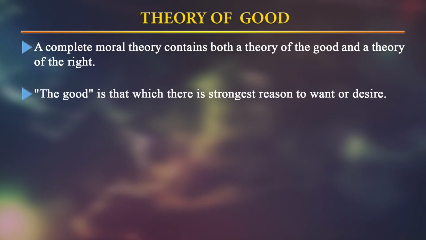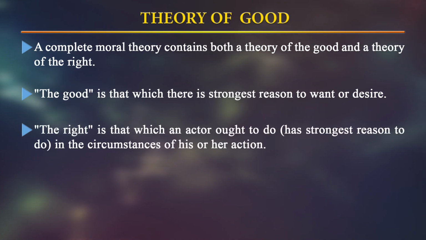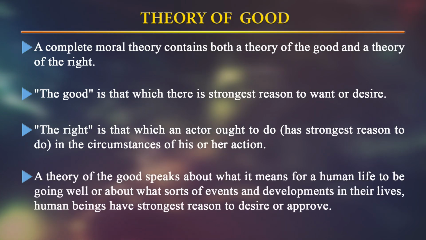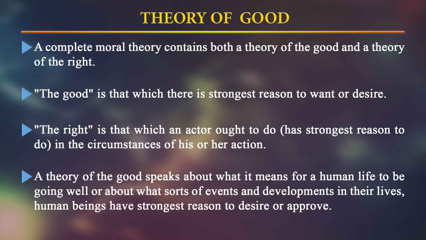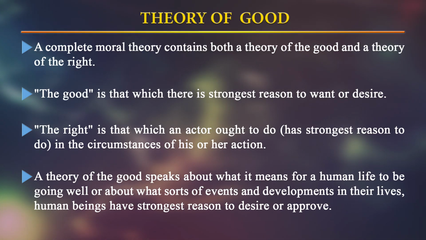The good is that which there is strongest reason to want or desire, whereas the right is that which an actor ought to do or which the actor has the strongest reason to do in the circumstances of his or her action. A theory of good speaks about what it means for a human life to be going well, or about what sorts of events and developments in their lives human beings have strongest reasons to desire or approve.